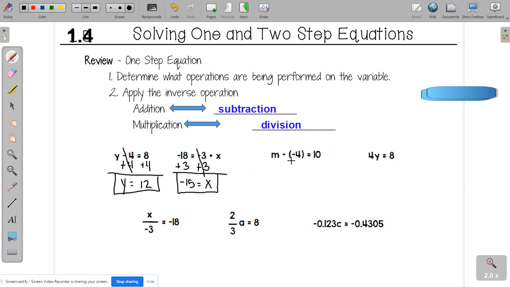The next one, we have m minus negative 4 equals 10. Minus a negative ends up being addition. So we have m plus 4. So we have to subtract 4 from both sides. Gives us m equals 10 minus 4 is 6.